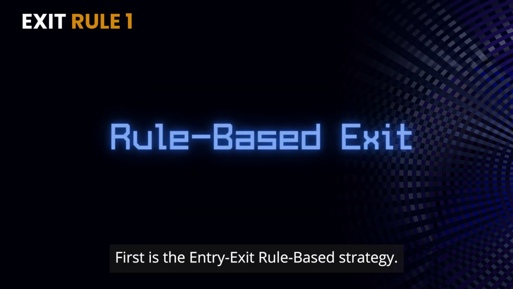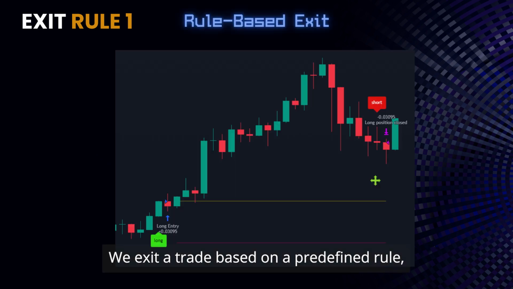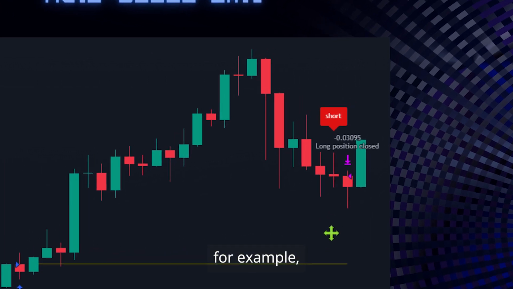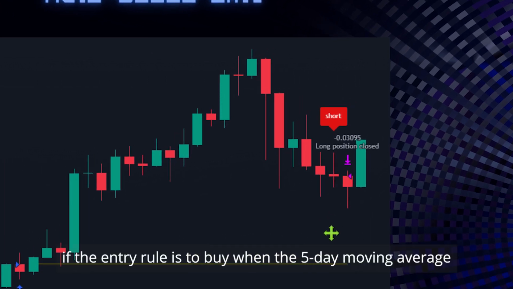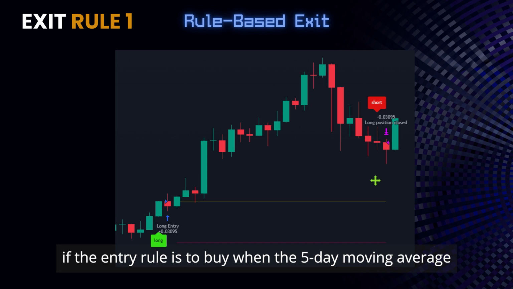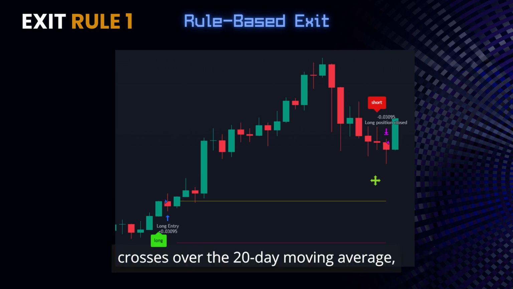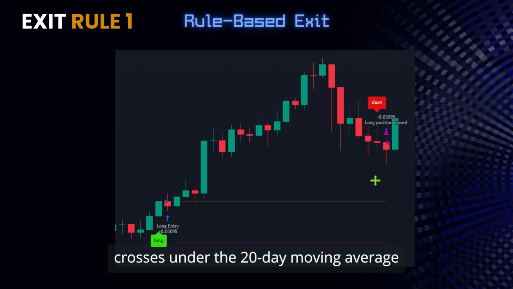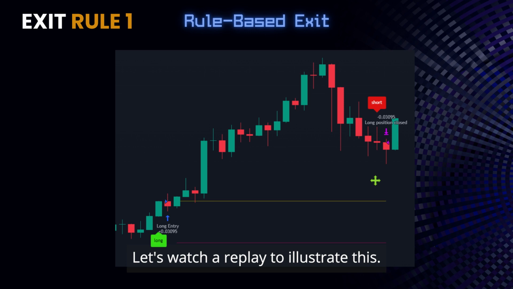First is the entry-exit rule-based strategy. We exit a trade based on a predefined rule just as we enter. For example, if the entry rule is to buy when the 5-day moving average crosses over the 20-day moving average, the exit rule could be to sell when the 5-day moving average crosses under the 20-day moving average. Let's watch a replay to illustrate this.